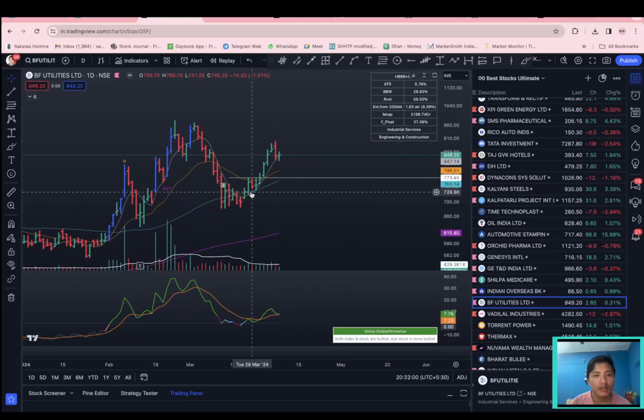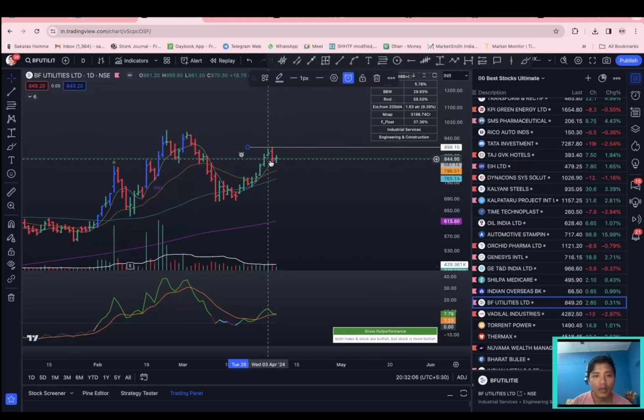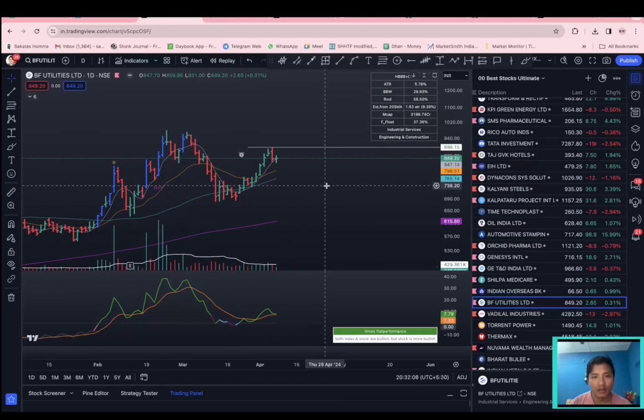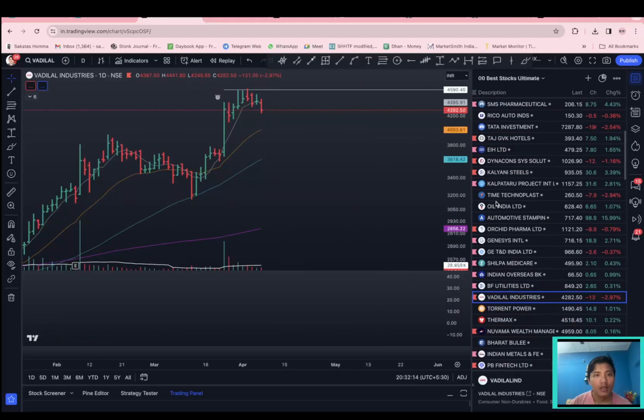So BF Utility was a very tight area. This was a very nice low cheat pivot. Currently the pivot is now here, and I would expect a tight area before the blast. So right now this is not very good, and so I will not be putting it on the tight watch list.